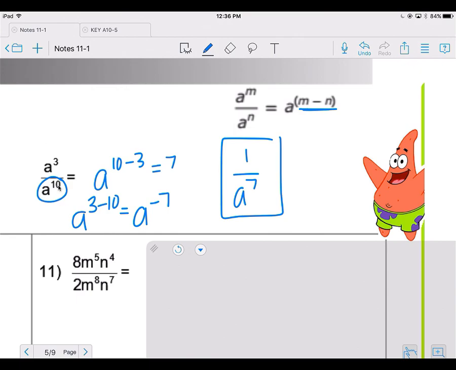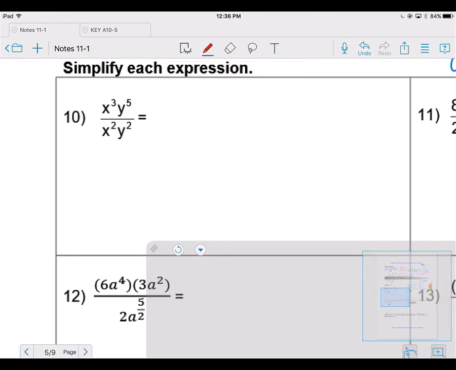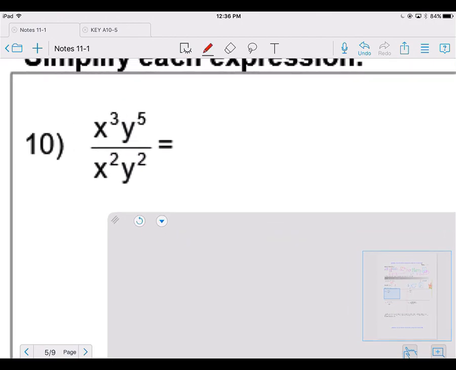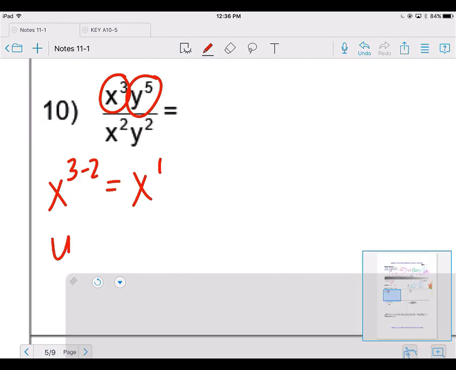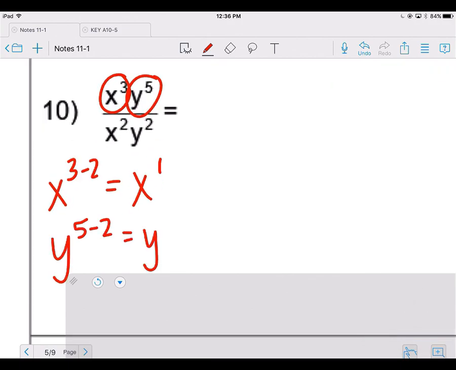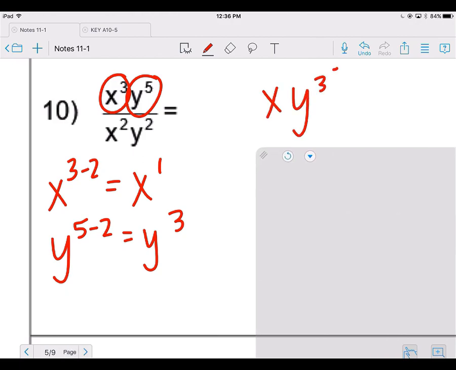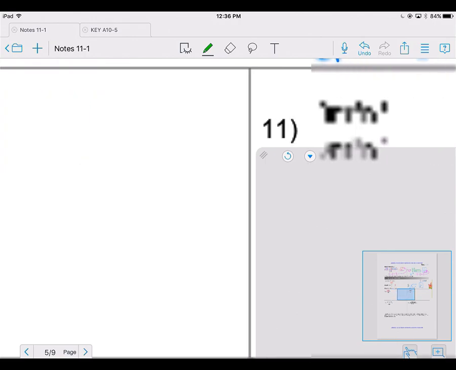Wherever the bigger one is, that's where your exponent is going to end up. So that's what I'm going to follow for the rest of this. On problem 10, 3 is bigger than 2 for your x's. For your y's, 5 is bigger than 2. So both my x's and my y's are going to end up on the top. For my x's, I have 3 minus 2, and I get an invisible 1. For my y's, I have 5 minus 2, and I get 3. Again, both of these end up on top. You don't have to write the exponent of a 1. You can if you want to. So you can write this as xy cubed or x^1y^3.